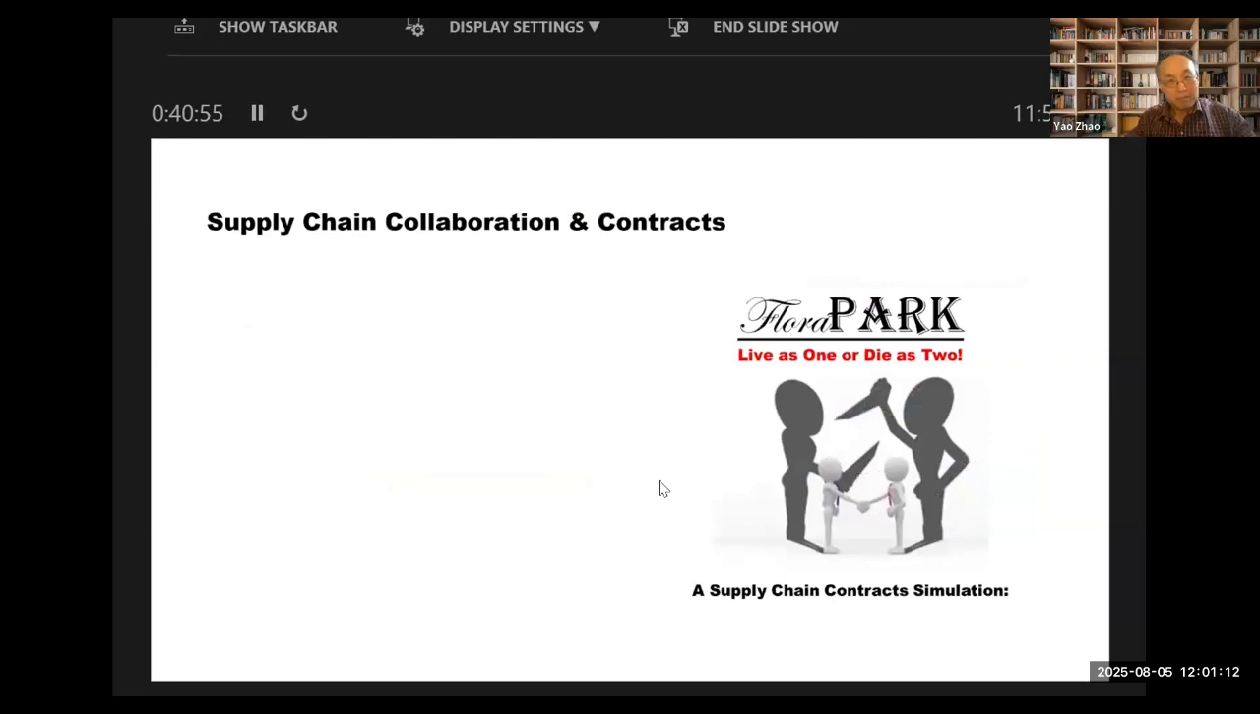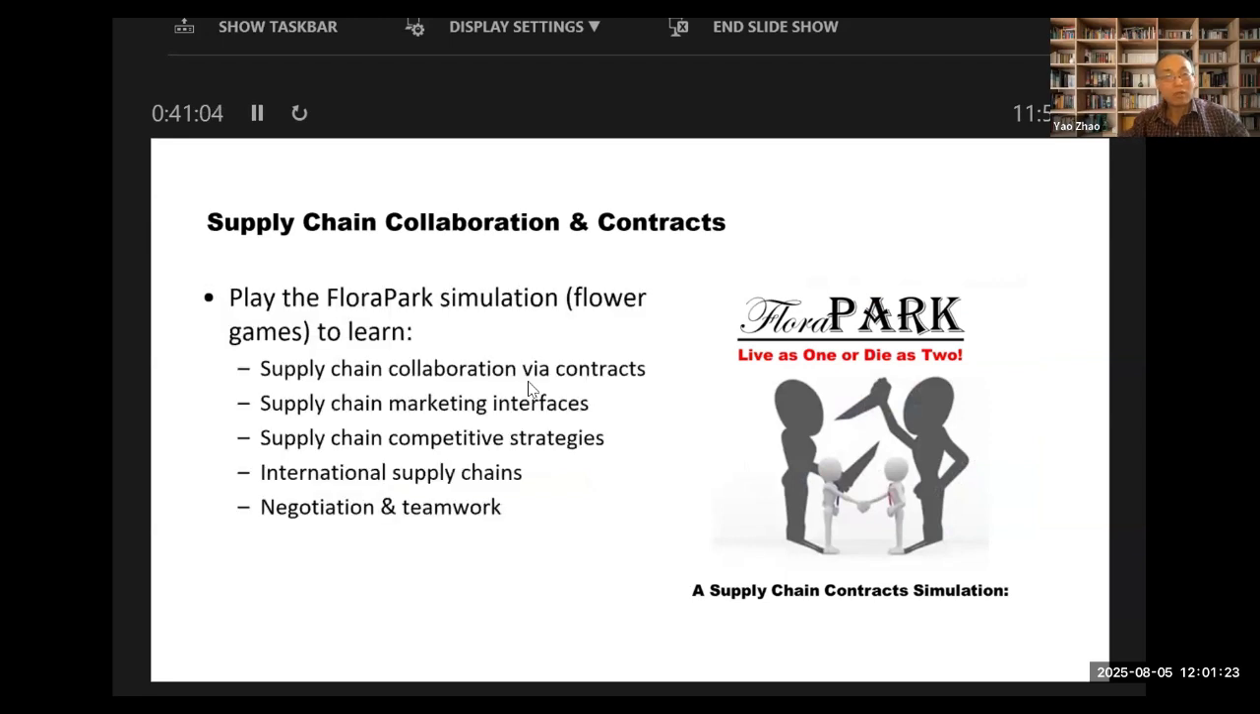All right, now supply chain collaboration contracts. This actually is a hard topic to teach, but very important. And so we designed this supply chain strategy game to simulate supply chain contracts and collaboration in the fresh flower business. What we say is live as one or die as two.